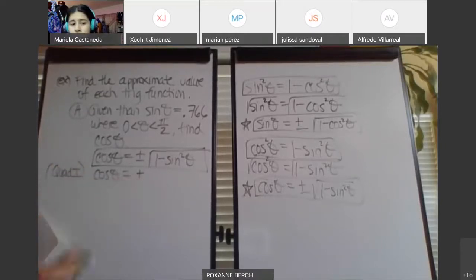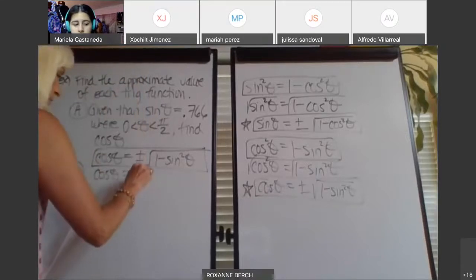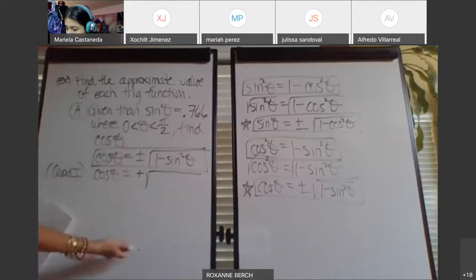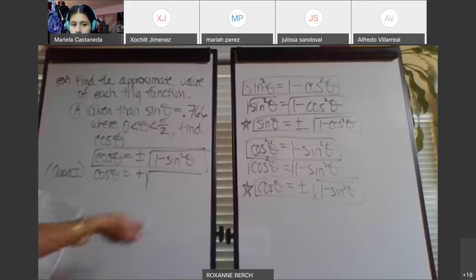So, like I said, it's positive. Do it right away, no need to wait. The reason why in my notes I waited was because normally I have you look at the quadrant at the end. If you want to wait to look at the quadrant at the end, that's fine. Just trying to be consistent.